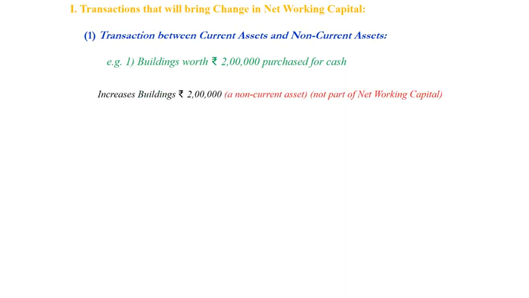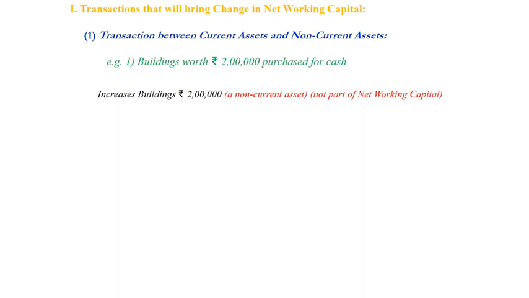So this transaction increases buildings by rupees 2 lakhs, but buildings is not part of working capital. It is a non-current asset. It will not affect working capital because it is a non-current asset. We know that working capital is current assets minus current liabilities. So no way this increase in buildings will affect current assets or current liabilities. Therefore, not a part of net working capital.